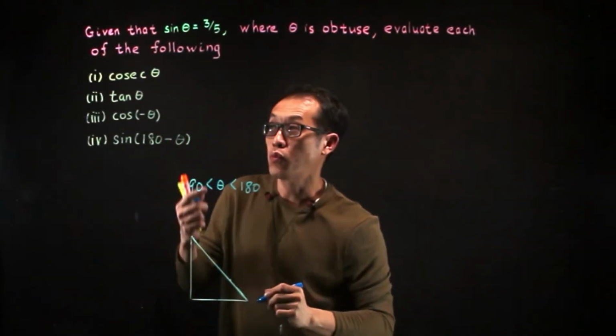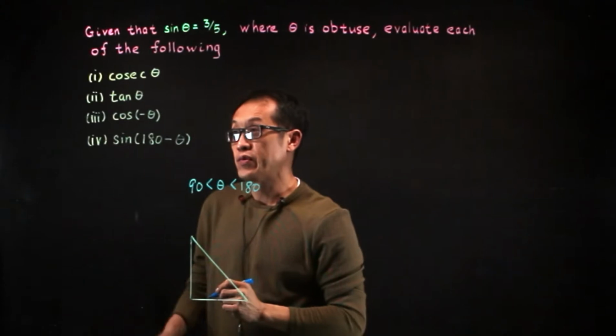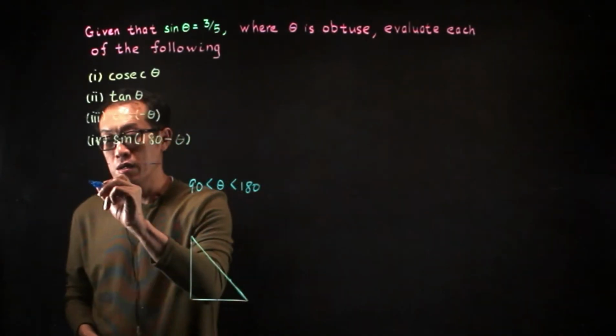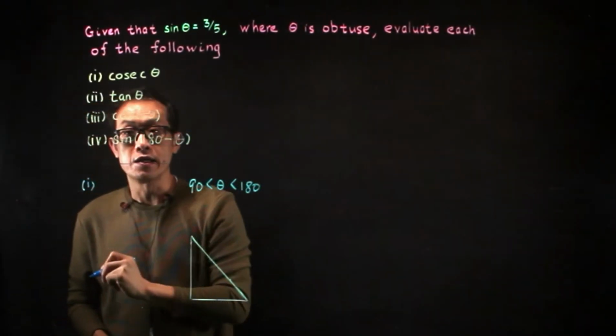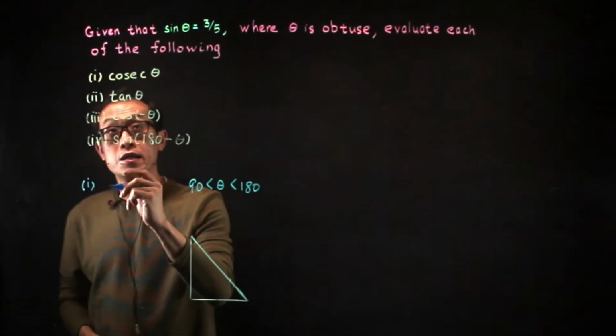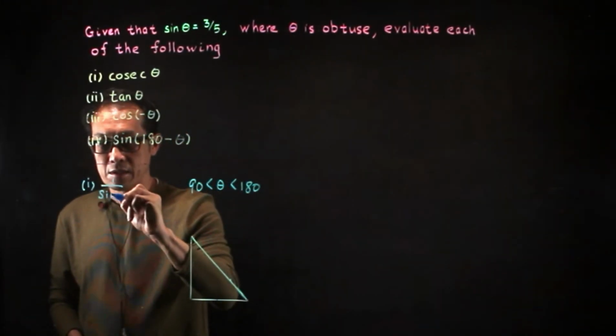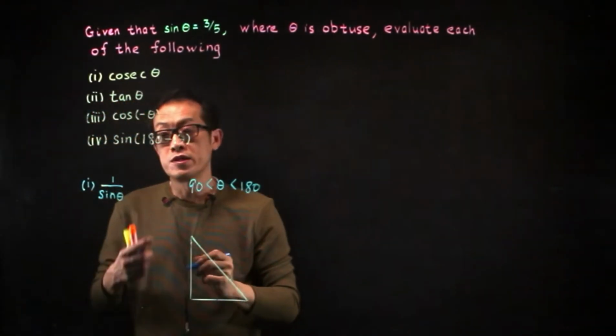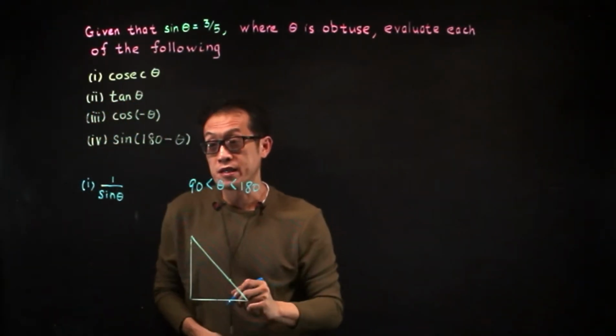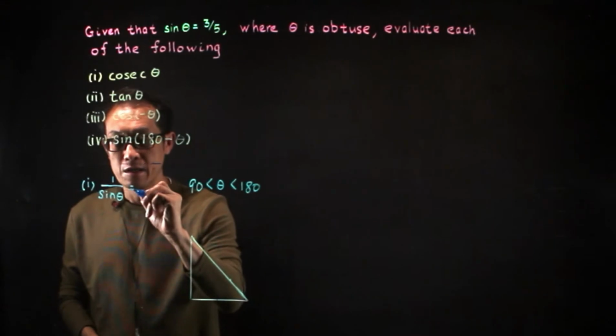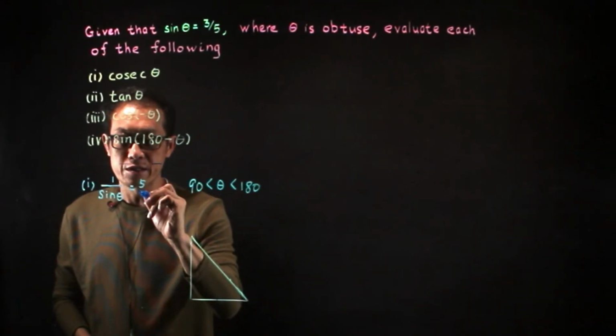Alright, question 1. You're asked to find cosecant theta. What is cosecant theta? Cosecant theta is 1 over sine theta. So this is just a reciprocal of sine theta. So it's simply 5 over 3.